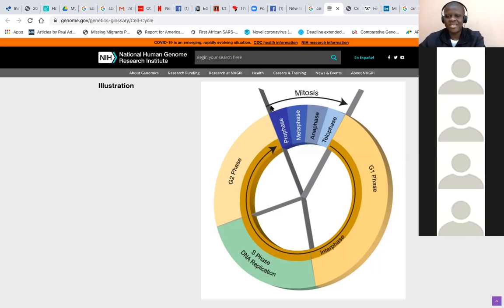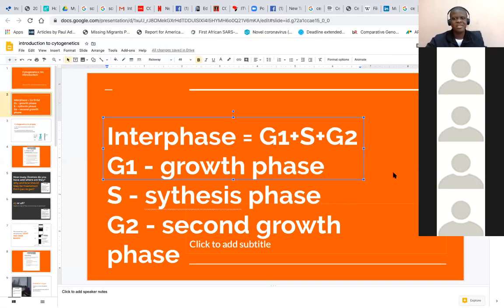But in mitosis, it is the cell alone that is dividing. The DNA material that we will need is actually not replicating during mitosis. It is replicating during the phase outside mitosis, which is interphase. And we said interphase is the G1 phase, the S phase, and the G2 phase.